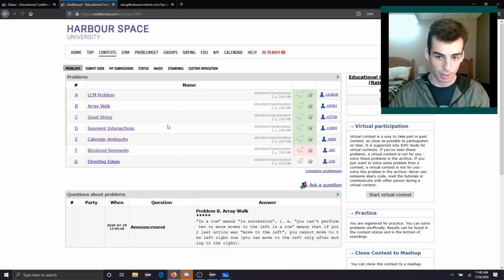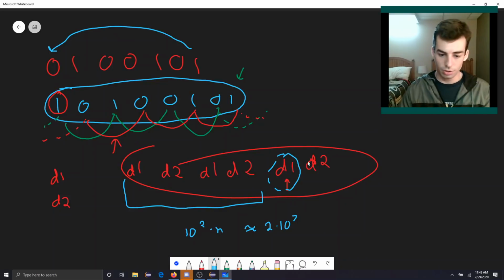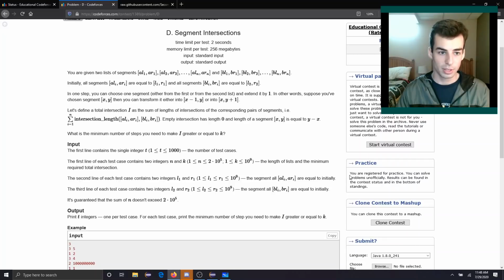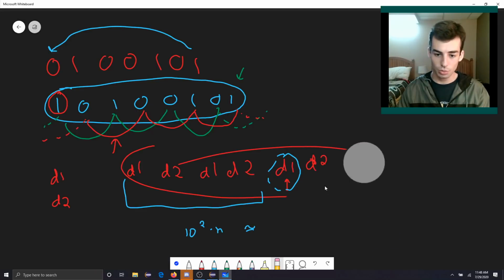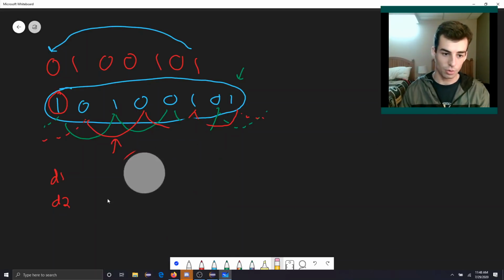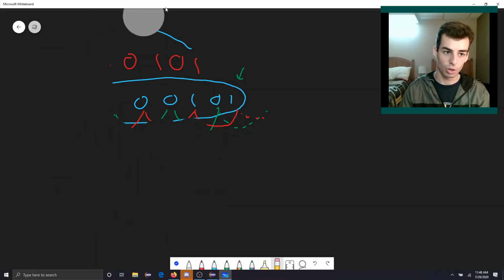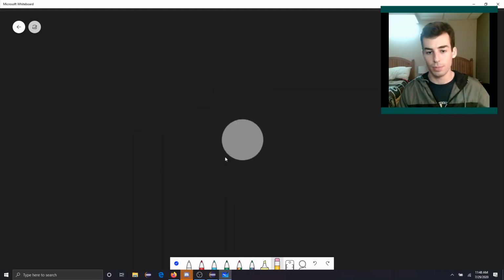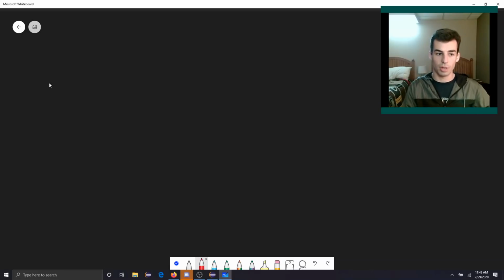So yeah, that's the idea behind problem C. Let's look at problem D. So in problem D, what was problem D again? Yeah, segment intersections. This one, you had to be kind of careful because there were lots of ways in which it could go wrong, I think. But it wound up being a pretty nice problem in my opinion.